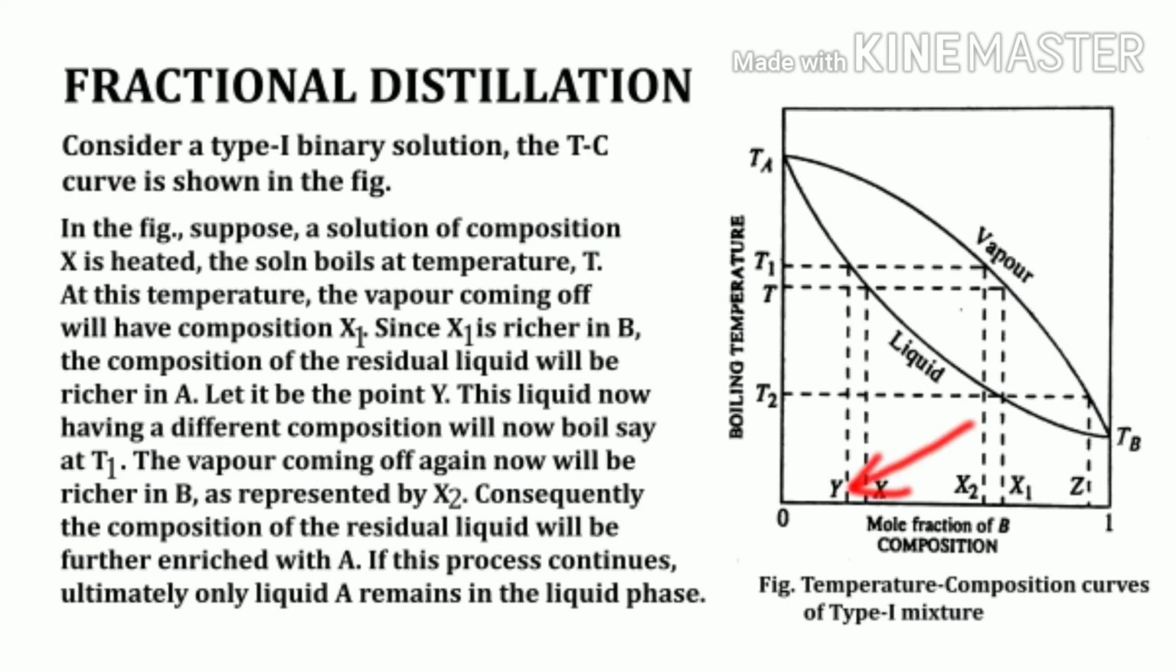This liquid, now having a different composition, will boil at temperature T1. The vapors coming off again now will be richer in B, as represented by the point X2, this one. Consequently, the composition of the residual liquid will be further enriched with A. So if this process continues, ultimately only liquid A remains in the liquid phase. Therefore we can separate the liquid A from the mixture. So this concept can also be understood with the help of this temperature composition curve.